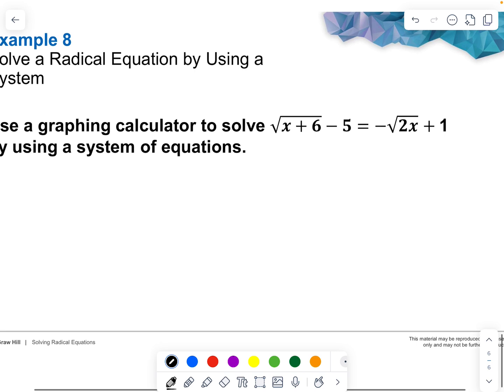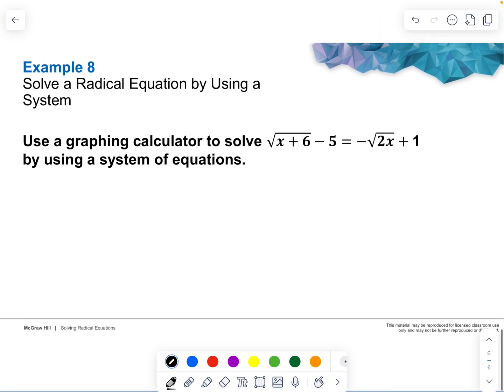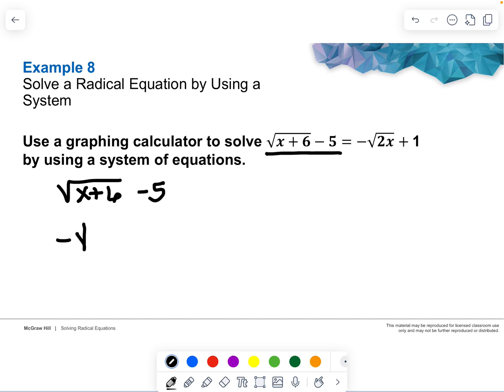And let's look at one more. So this one has two radicals. We can graph each part and then look for the intersection. So we're going to graph square root of x plus 6 minus 5 and negative square root of 2x plus 1. And the reason we're doing this is because it says using a system of equations.